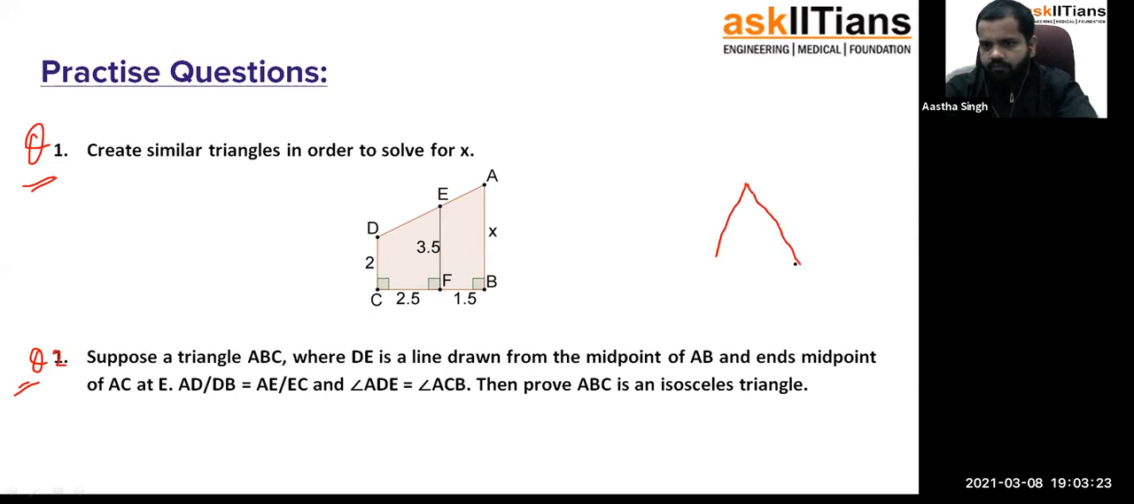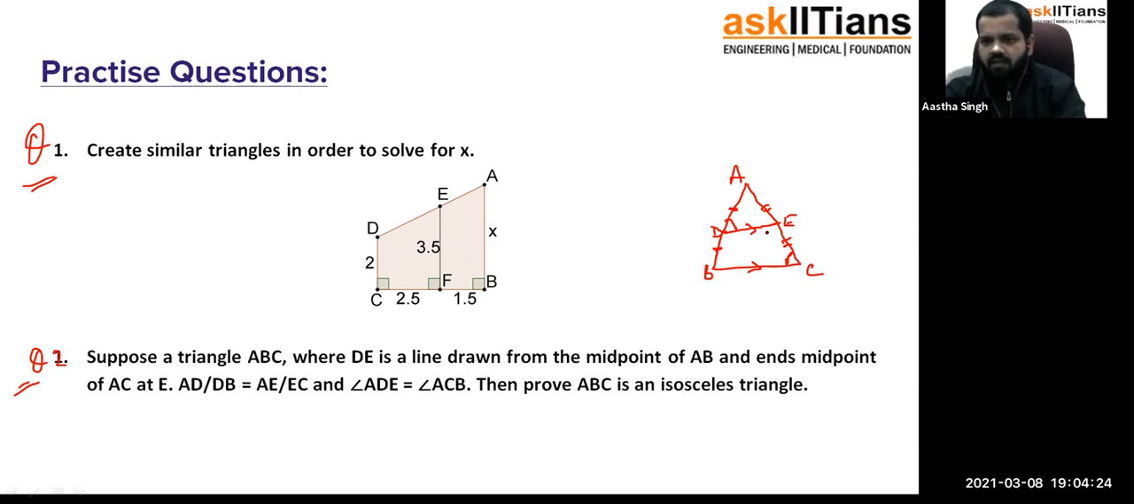Suppose a triangle ABC. If DE is drawn parallel from the midpoint of AB, okay, this is the midpoint. So D is the midpoint. It means AD will be equal to DB. Got it? And midpoint of AC at E. These are also midpoints. So AE will be equal to EC. Where AD upon DB is equal to AE upon EC. If this ratio is given, it means the lines are also parallel. And prove that angle ADE is equal to angle ACE. These angles are equal, to prove that ABC is an isosceles triangle.